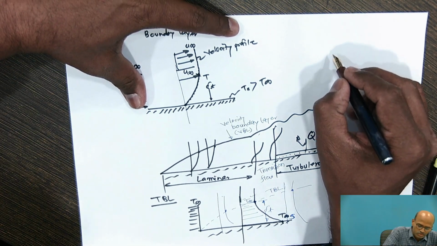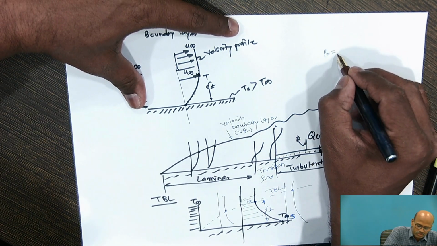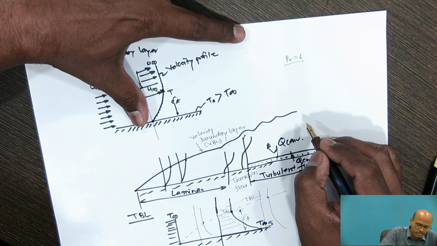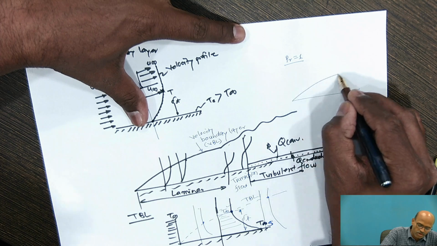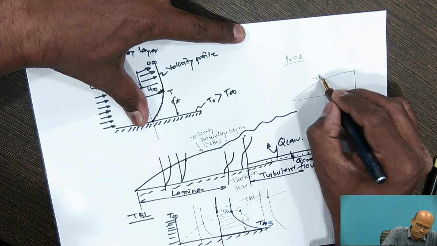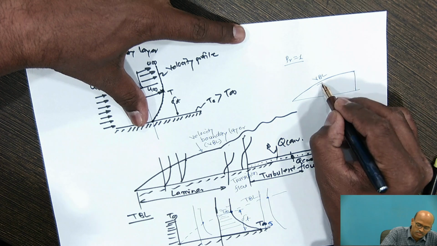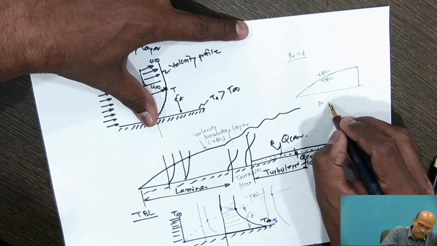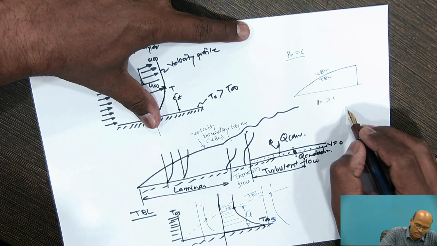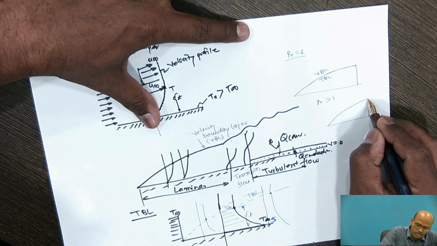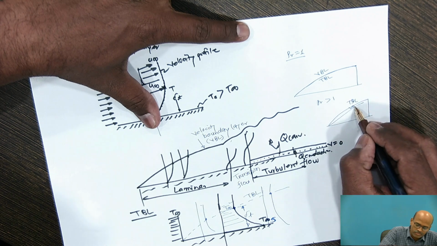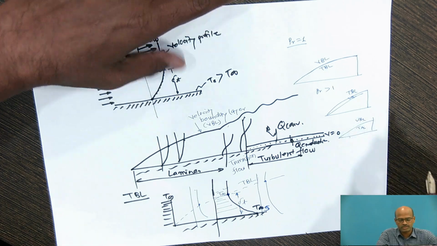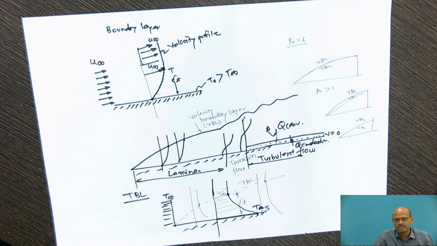Now these two boundary layers can be understood by using the Prandtl number. If the Prandtl number is equal to 1, it means that the velocity boundary layer thickness and the thermal boundary layer thickness will be the same. If the Prandtl number is greater than 1, then TBL will be greater than VBL. If it is less, VBL will be less than TBL. In this fashion you can differentiate the boundary layers.